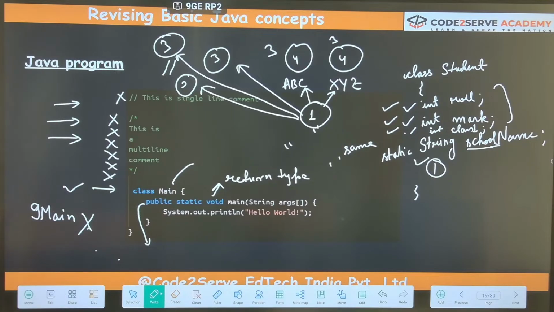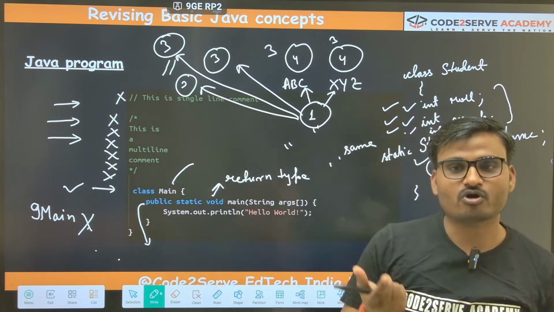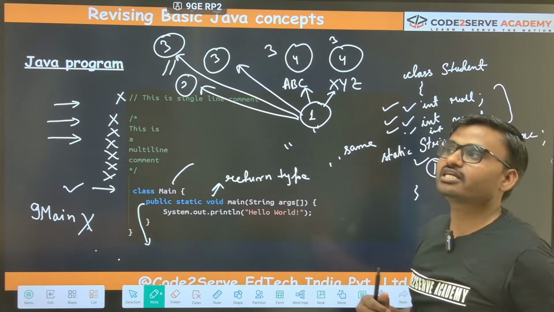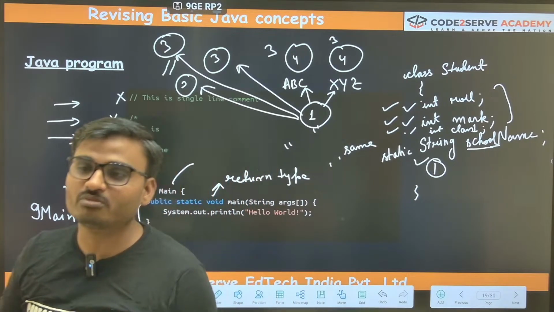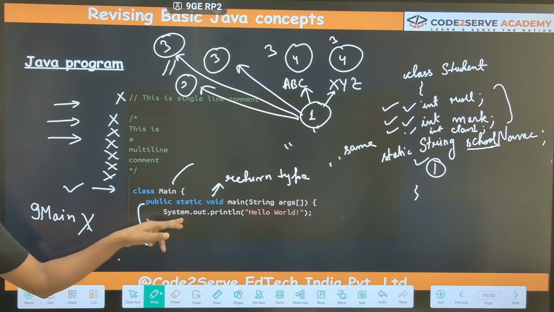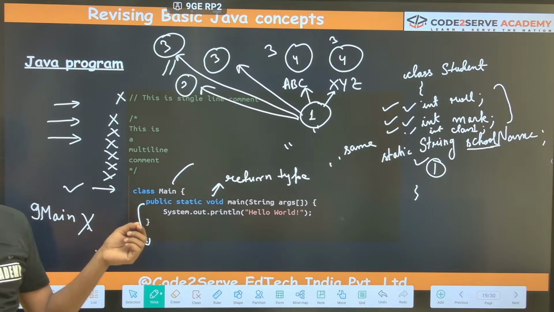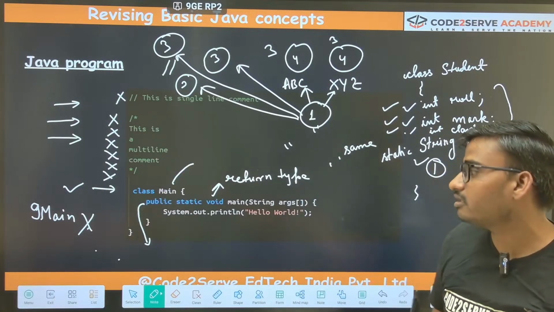Suppose you are going to someone's birthday party. You are taking some gift for him or her. So what is happening? In return you might be getting some gift, or you might not be getting a gift. If you are not getting a gift, that means it is a void. Void means nothing is being returned.